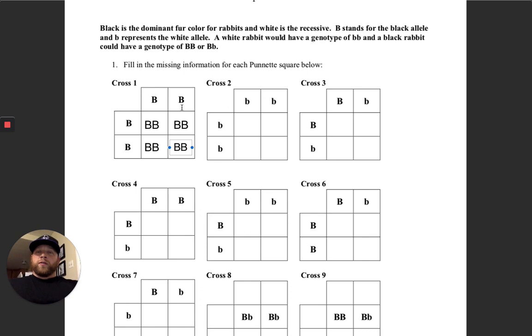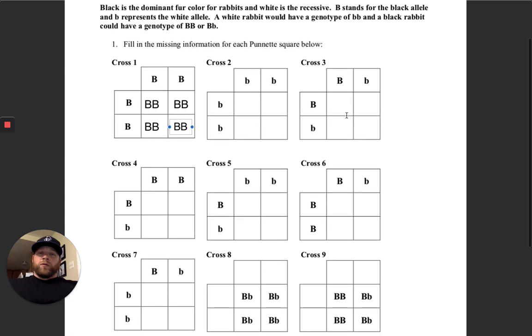So when you're crossing 2 parents that are both homozygous dominant, you're going to have all the dominant alleles here. So that means these parents would only have rabbits that have black fur because they only have the black fur allele. Okay? Let's skip over to number 2.